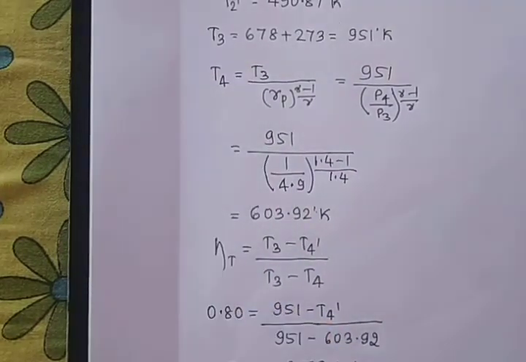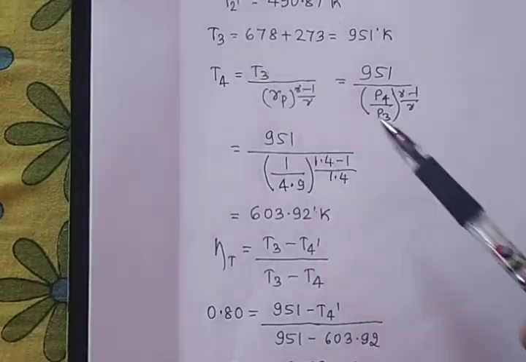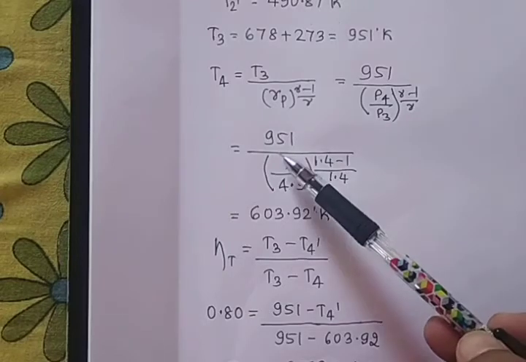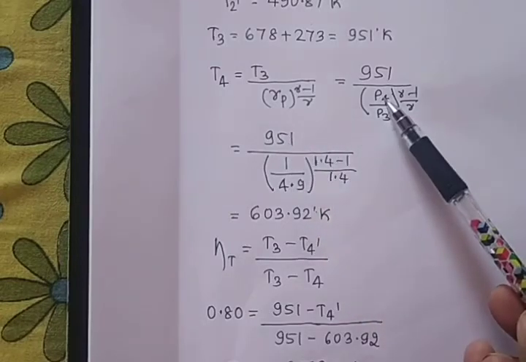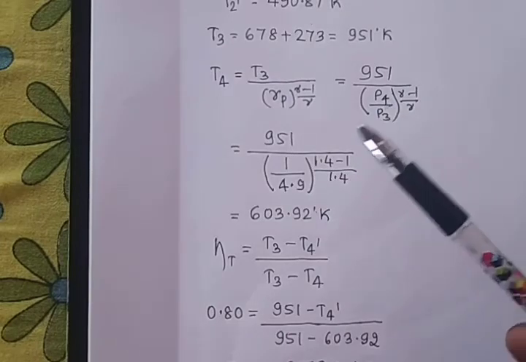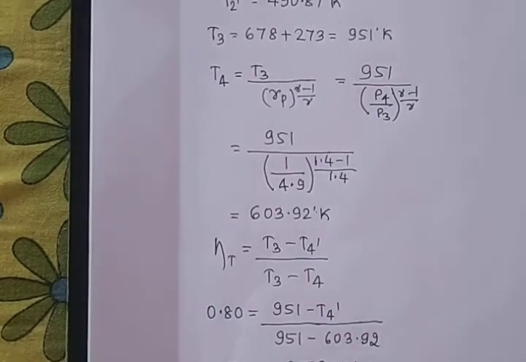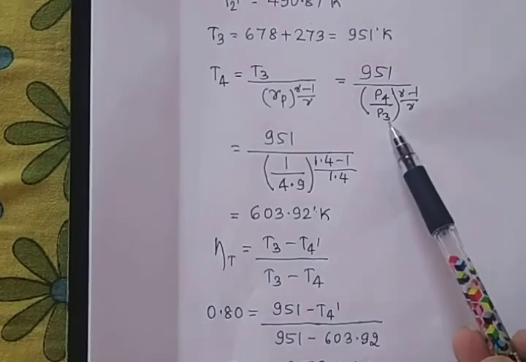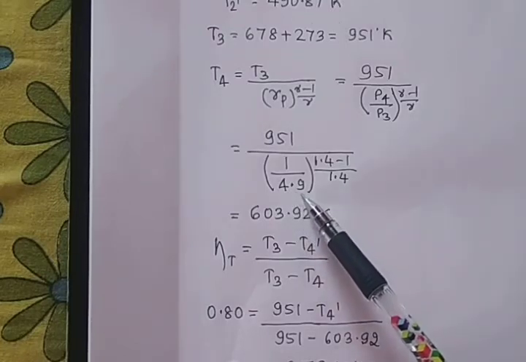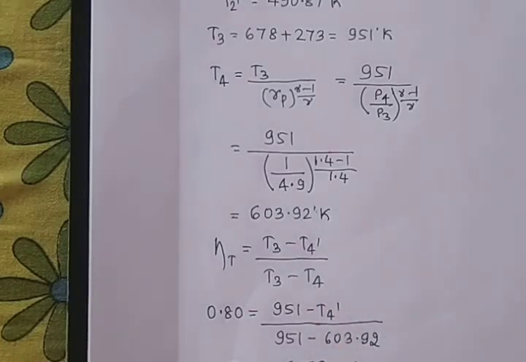So T4 is T3 divided by P4 by P3 whole raised to gamma minus 1 by gamma. Then P4 is same as P1. Then P3 given in the problem is there is loss in pressure by 0.1 bar. That is from 5 bar the pressure gets reduced by 0.1 bar. So P3 will be 4.9 bar. So I have substituted that as 4.9. Then find out T4 by calculating.